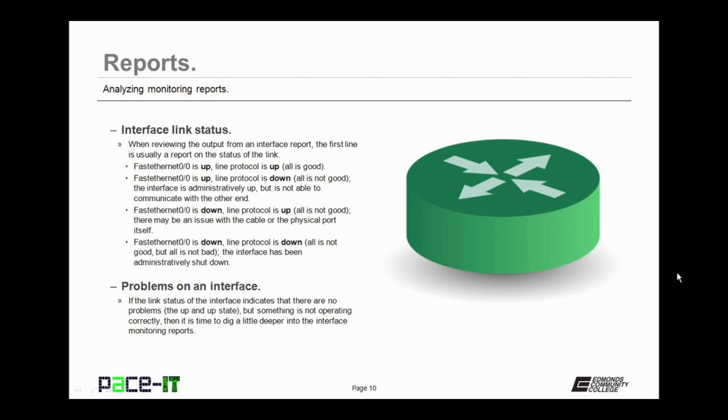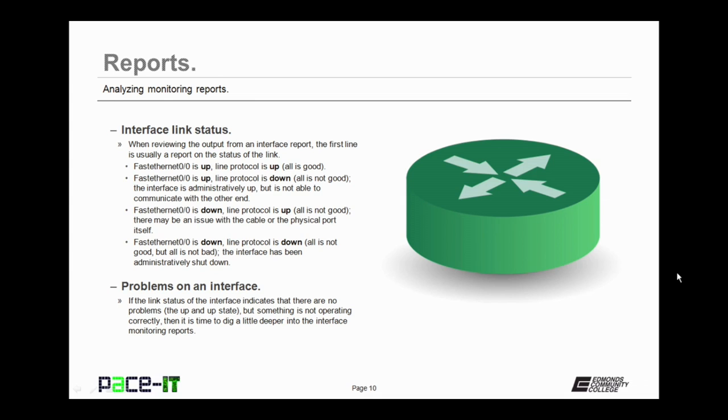If you're having an issue with a router or link, one of the first things that you want to do is run an interface report. Now, when you're reviewing the output from the interface report, the first line is usually a report on the status of the link or that interface. If it says something like FastEthernet is up, line protocol is up, that's all good. That means that interface is up and active and a link has been established.